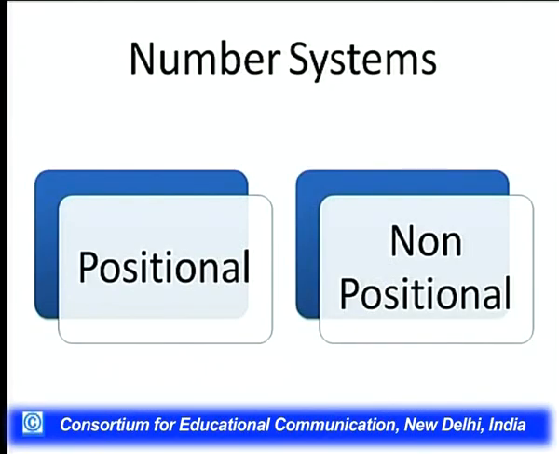In the previous lecture we had discussed that basically we have two types of number systems, or two types of ways in which numbers are represented: positional number systems and non-positional number systems. Non-positional number systems are like the Roman number system, where the position of the symbol is not important. Wherever you place the symbol, its value will remain the same. Even if you change its place, the value will not change.